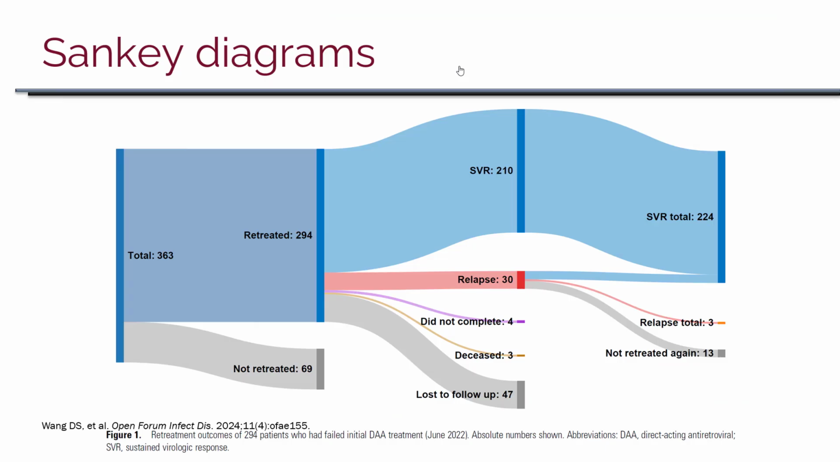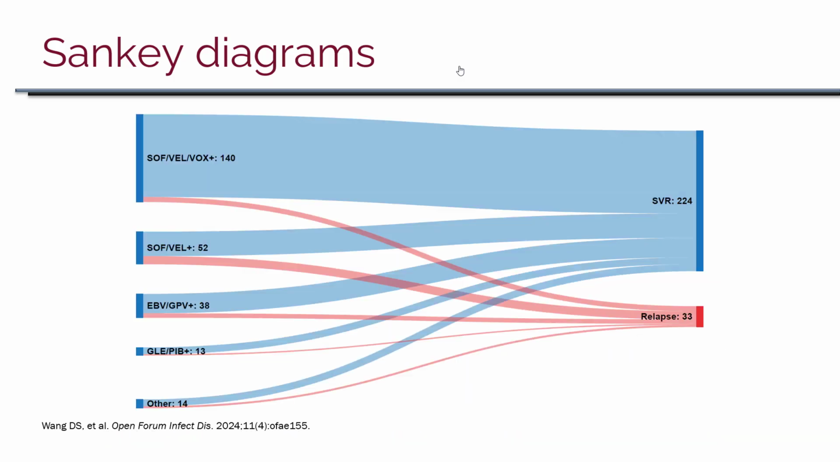Here's another example. This was Hep C. Let's say there were 363 patients. No retreatment for 69 of them, retreatment for 294 of them. 210 of them had sustained virologic response. 30 had relapse. Of the 30, later they got sustained virologic response. Some of them had more relapse. You can do creative things. Might be interesting for your presentation, for your poster. If you're doing a poster, might look really good on posters.